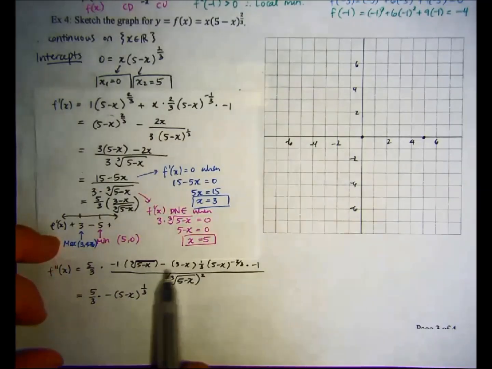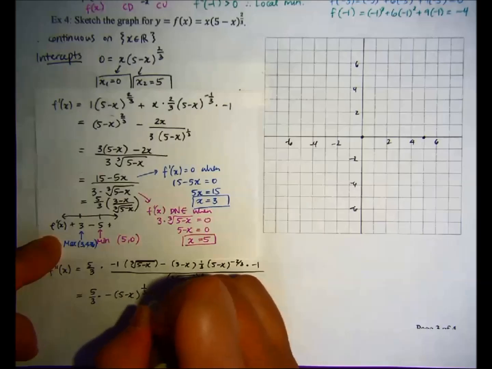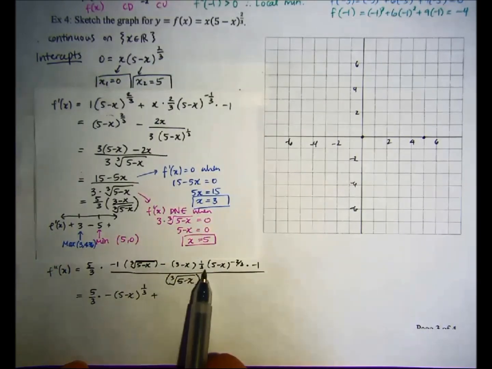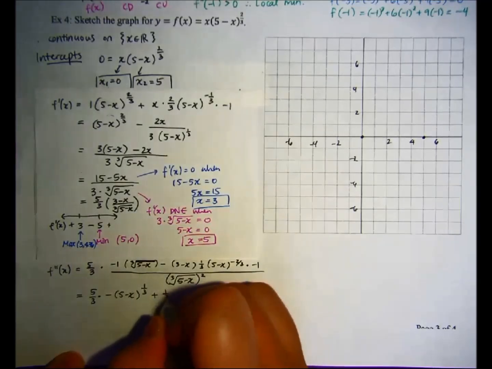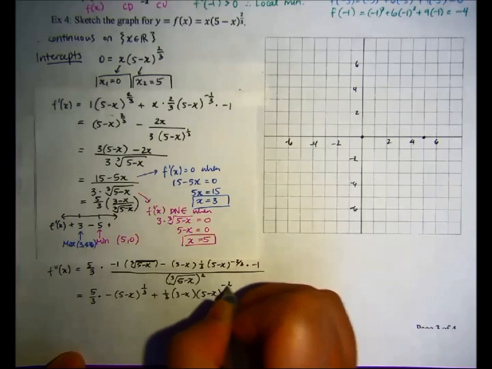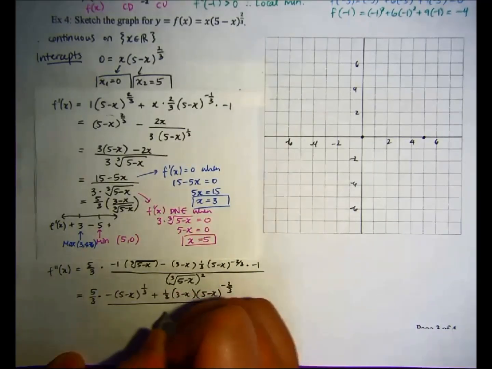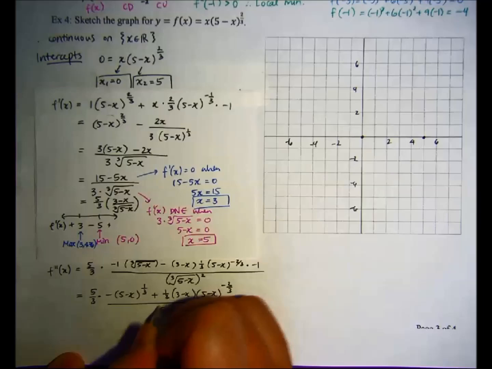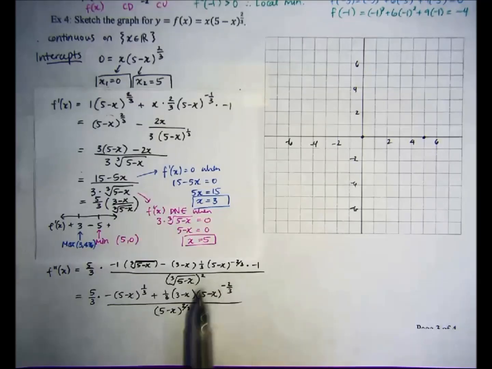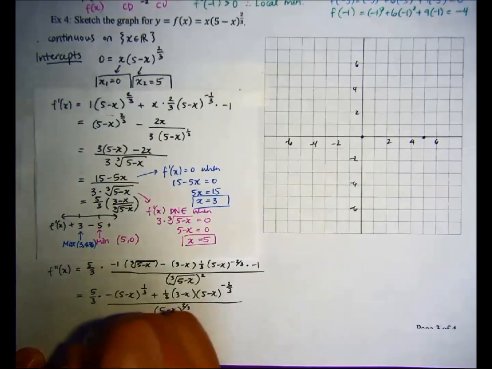So negative, negative will turn into positive. And then here we have 3 minus x times 1/3. 5 minus x to the negative 2/3. And then this is going to be 5 minus x to the positive 2/3. The common factor here is 5 minus x to the negative 2/3. So let's factor that out.